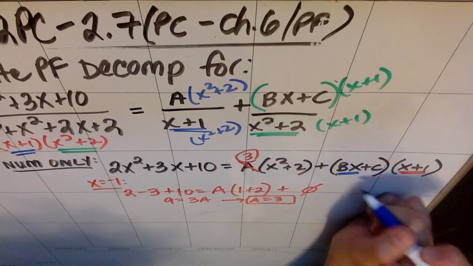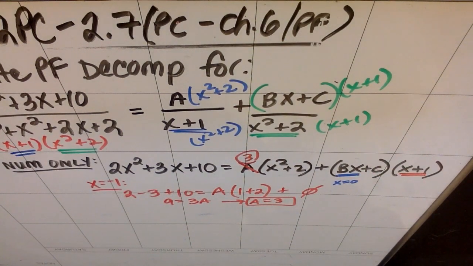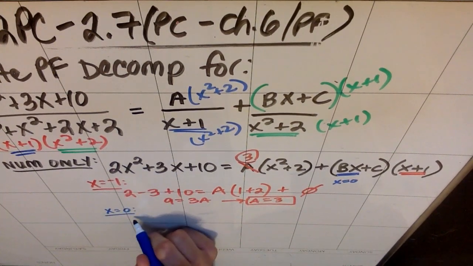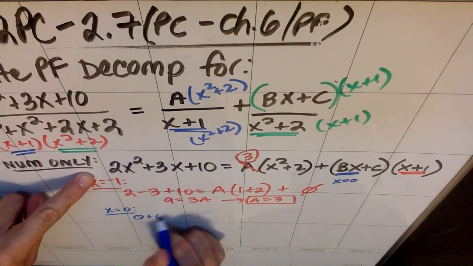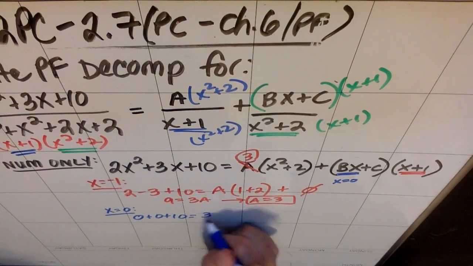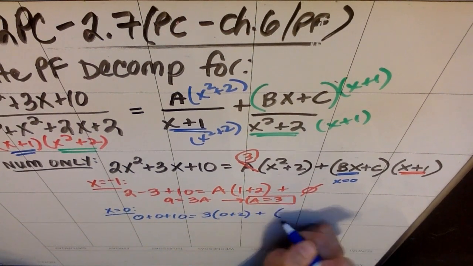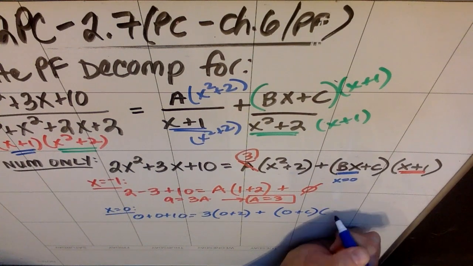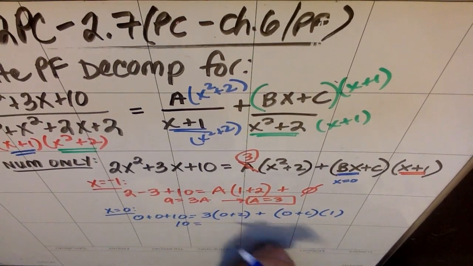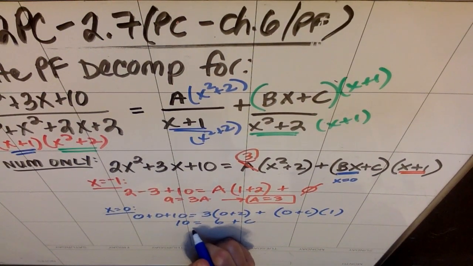If I plug in x is 0, it's going to knock out only the b, nothing else. So by plugging in x is 0, I can find C pretty fast, right? Because if I plug in 0, I'm going to get 0 plus 10 on my left-hand side. On the right-hand side, I know this is a 3 now, so that's a 3 times a 0 plus 2. Plus, in parentheses, 0 plus C all times what seems to be a 1, right? 0 plus 1. So I get 10 equals 6 plus C. Seems to me that my C is 4.